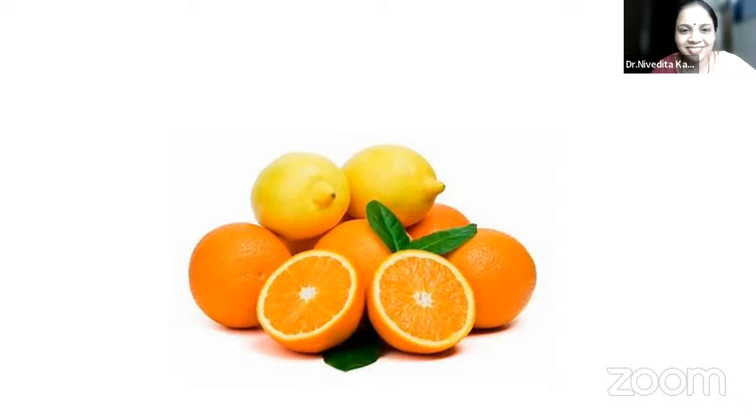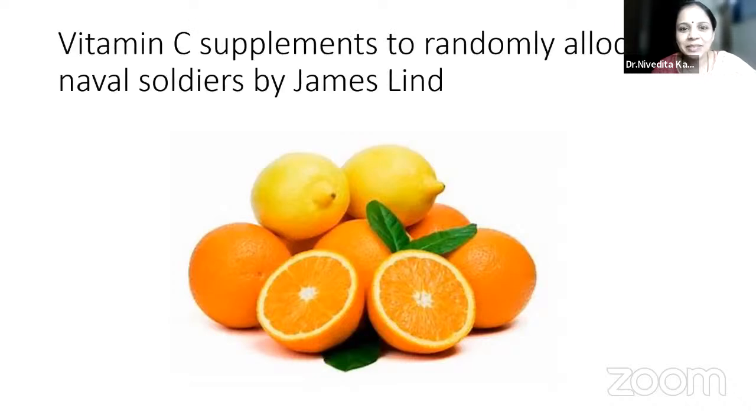Any history buff? Nephrologists would think of only potassium looking at this. So the treatment was vitamin C supplements that were given to randomly allocated naval soldiers by Dr. James Lind. And this is how he found that vitamin C deficiency causes scurvy. So this is one of the first instances of randomly allocating treatment to human subjects. So that's how the journey of randomization and randomized control trials began.